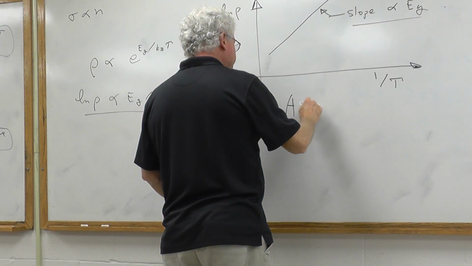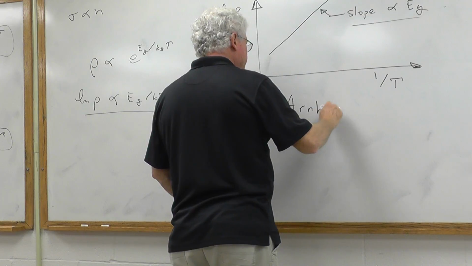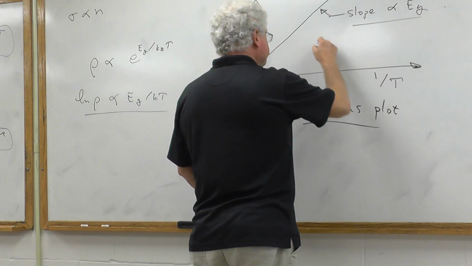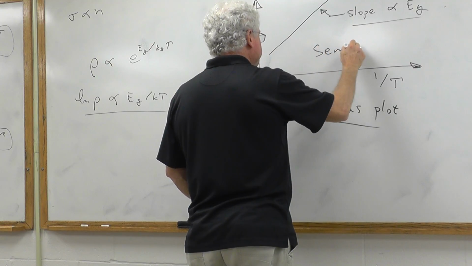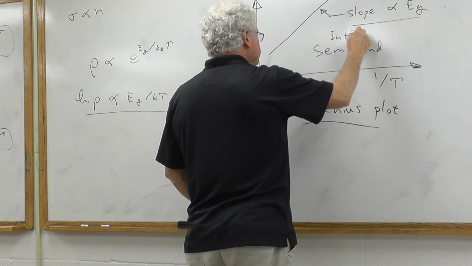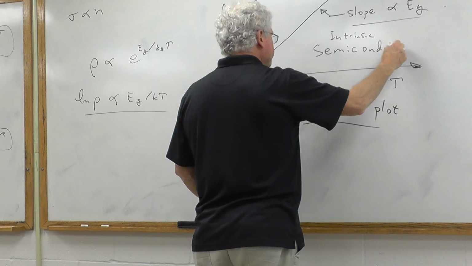It's named after somebody by the name of Arrhenius. How do you spell that? I think he spelled something like that. So this is for a semiconductor, in other words. Intrinsic, not undoped. Intrinsic semiconductor that has not been doped.